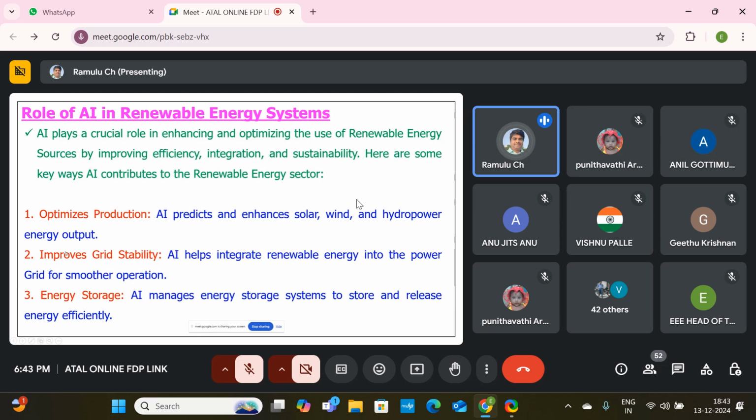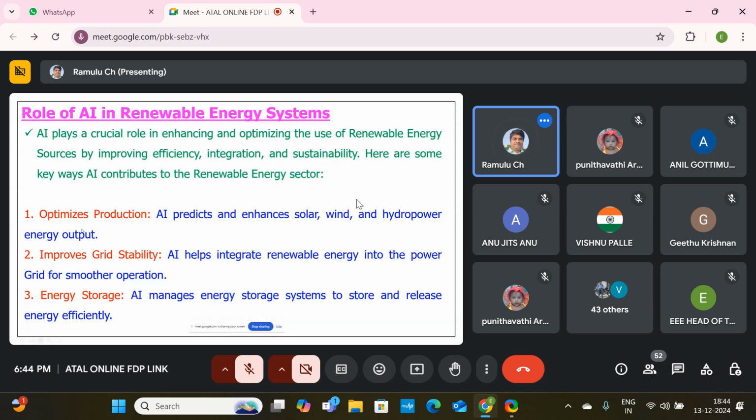Then coming to the second point, how AI improves grid stability. AI helps integrate renewable energy sources, whether solar, wind, or fuel cell, into the power grid for smoother operation.